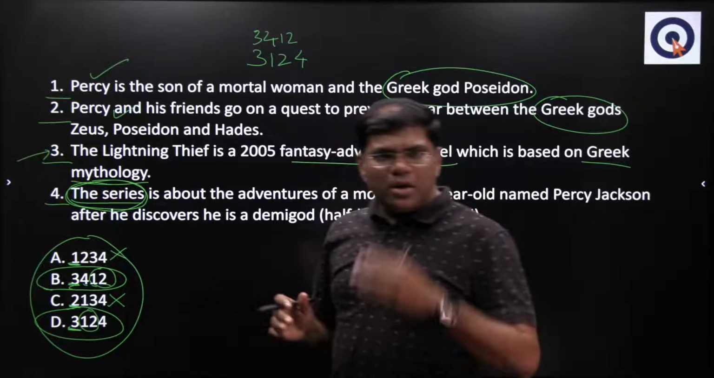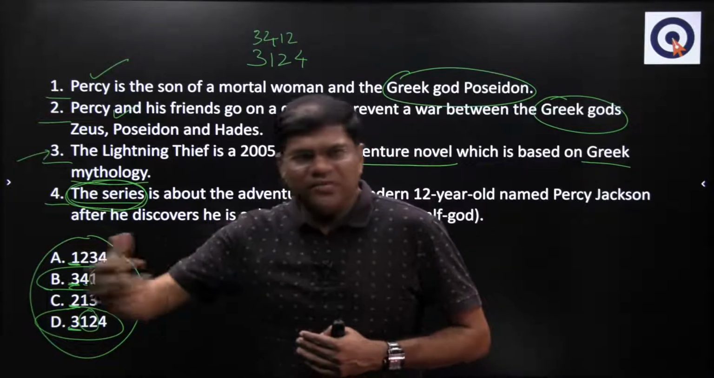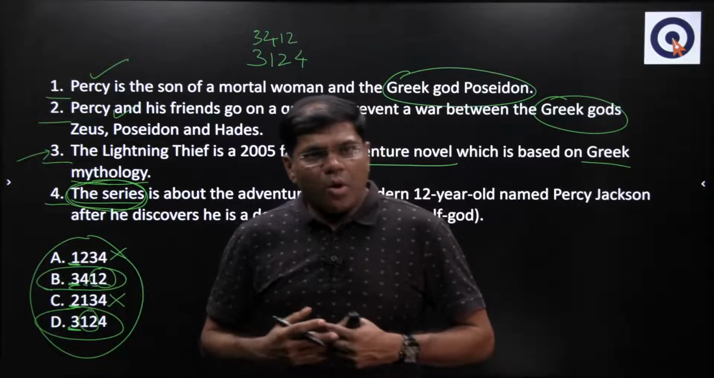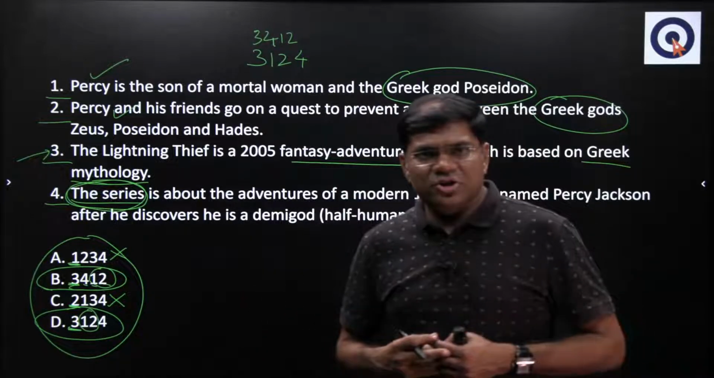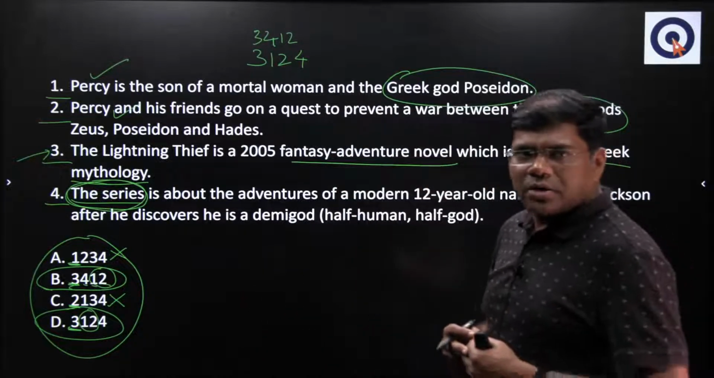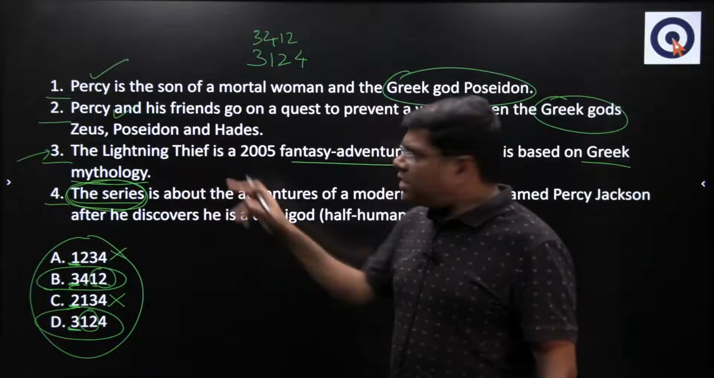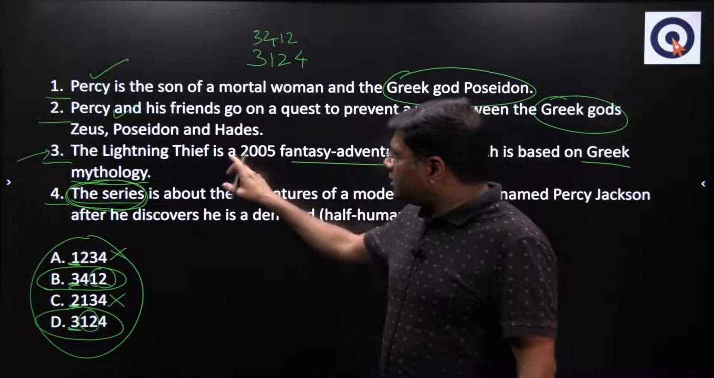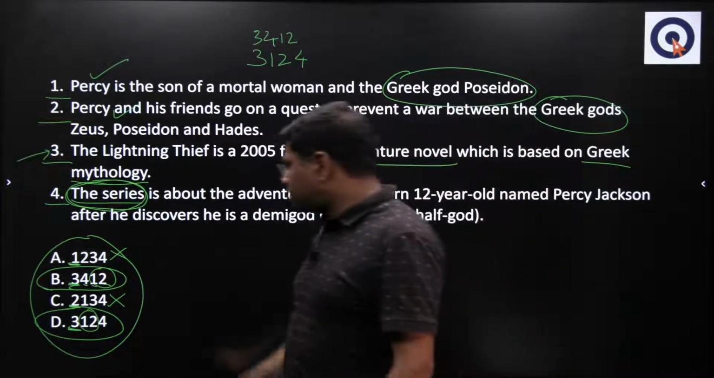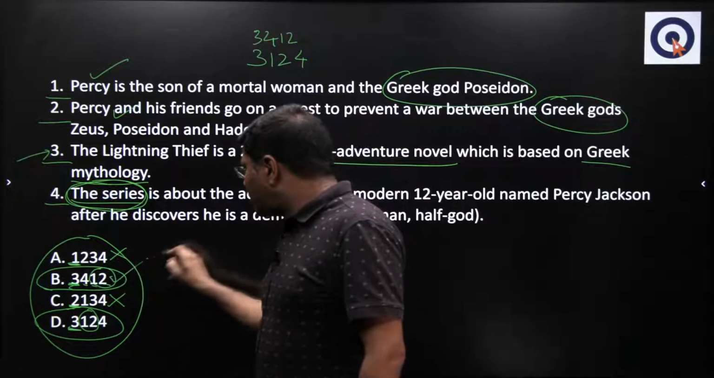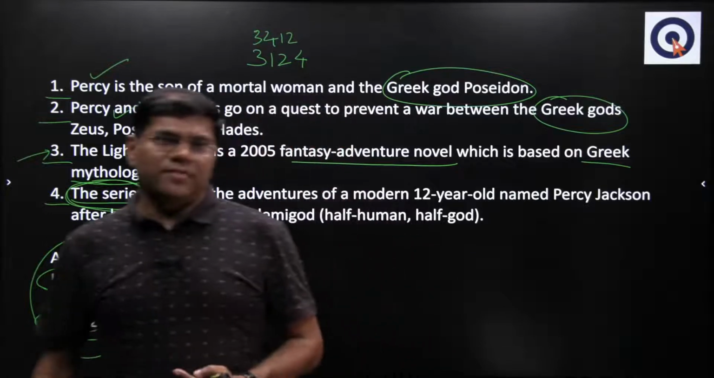So in a novel, you might have a series of stories, or you might have a series of mini sections, and therefore when the author says that The Lightning Thief is a 2005 fantasy adventure novel and is based on Greek mythology, by using the words the series, he refers to the Lightning Thief. And therefore, if you look at it, then 3, 4, 1, 2 is the right sequence and the right answer. So we have to say 3, 4, 1, 2, that is option B is the perfect choice. That is how we arrive at the right answer.